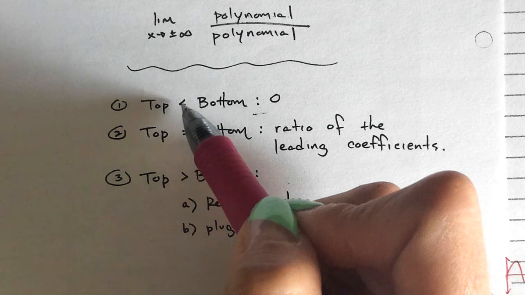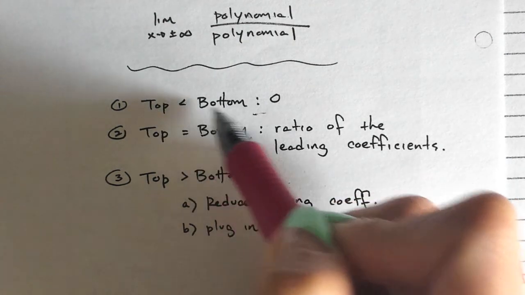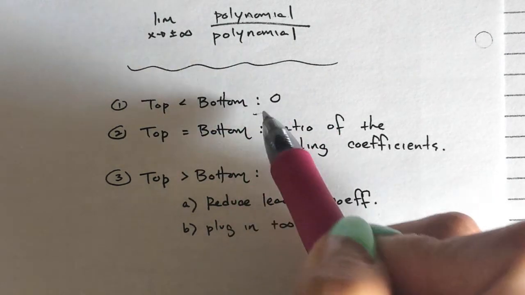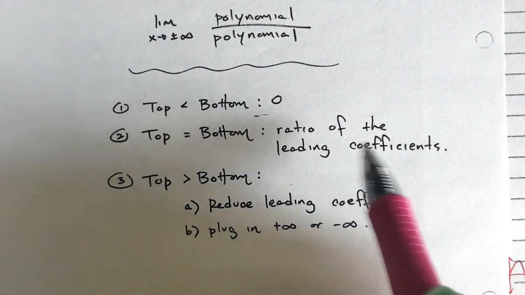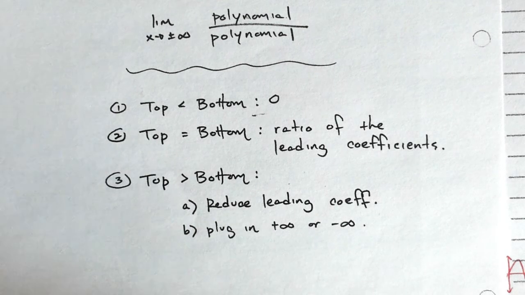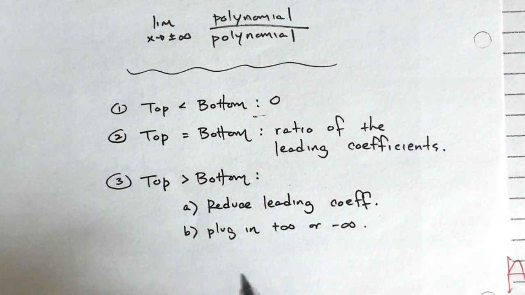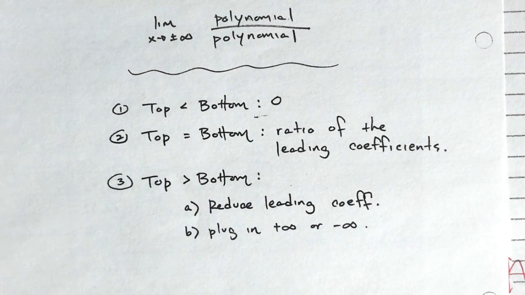If the top is less than the bottom, then we're dividing by infinity, we get 0, any sort of infinity. If the top and bottom are equal, we take the ratio. If the top is bigger, then we reduce, and then we can basically plug in and see what happens.